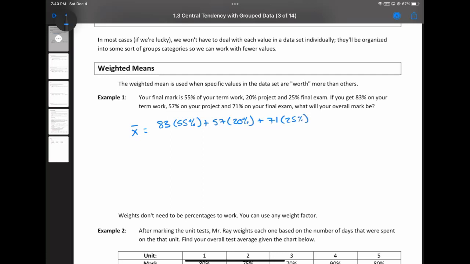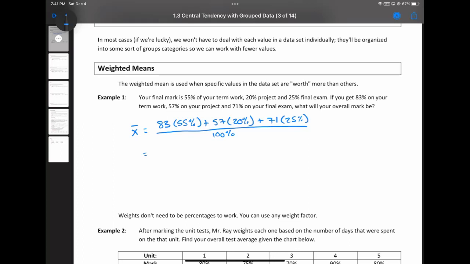So we've added up each of the values times its relative frequency. So 55% of our mark is term work, 20% is project, 25% is final exam. And then we always divide by the total representation, which in this case is 55% plus 20% plus 25%, which is 100%. Now the beauty is we can just ignore the bottom of that fraction from here on in because percent means out of 100. So the bottom is just 100 over 100, which is 1.